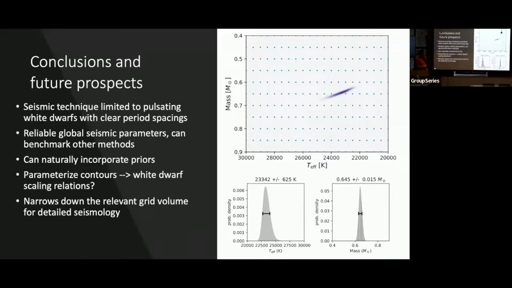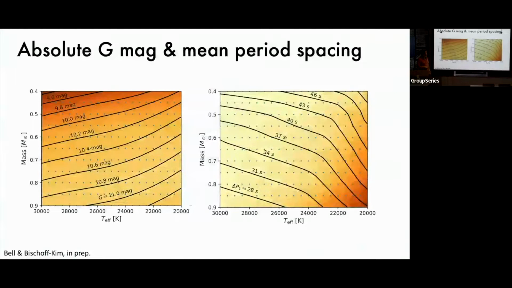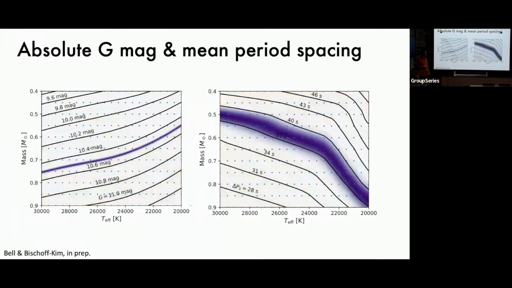We can incorporate priors into this. Right now I'm just treating any interior structure within a range that I think is reasonable as equally likely, but we may want to weight these appropriately to what we expect to be more likely. Thinking about how we could parameterize these contours and package this up as a function that you could pass your measurements into, and it just gives you an answer. So I think we could.